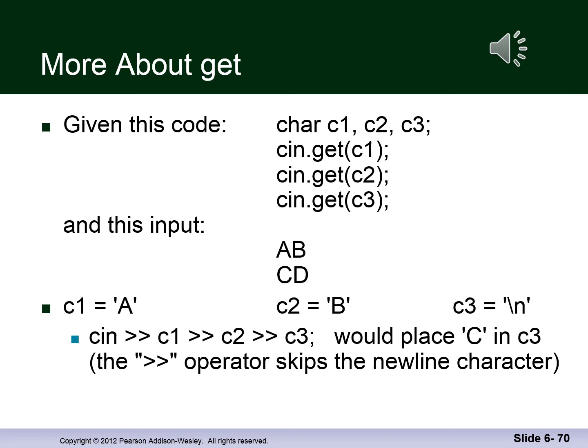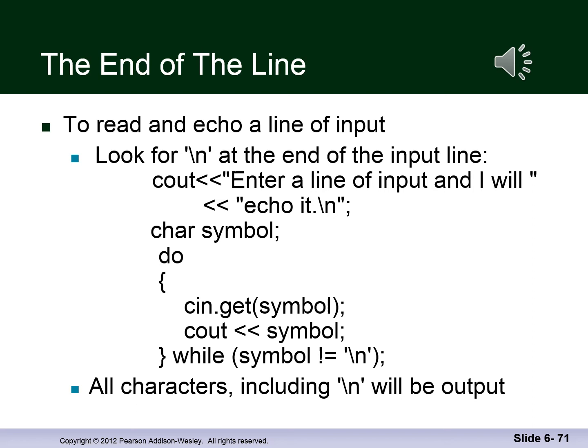Here's some character input and output code that shows how to read an entire line of input, looking for the new line character at the end of the input line, and then echoing one character at a time using the char symbol to cout. You've got a do while, and the condition is symbol does not equal the new line character. Because it's a do while and the condition is checked at the end, after the body, all the characters in the line, including the new line character, will be output.